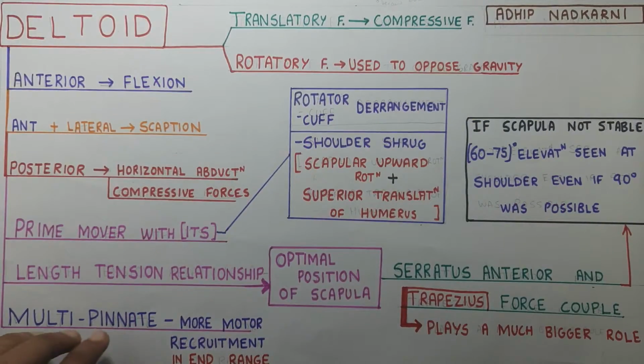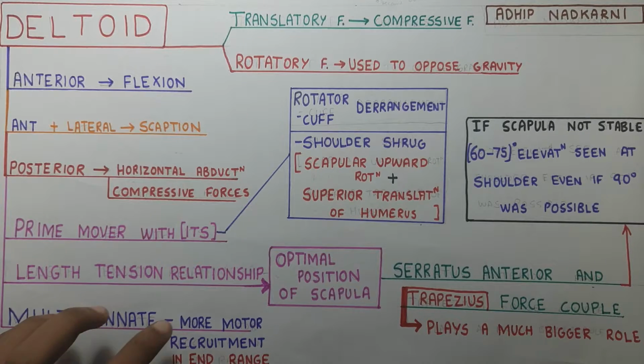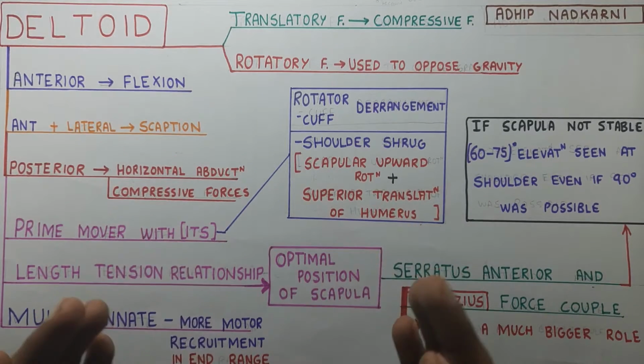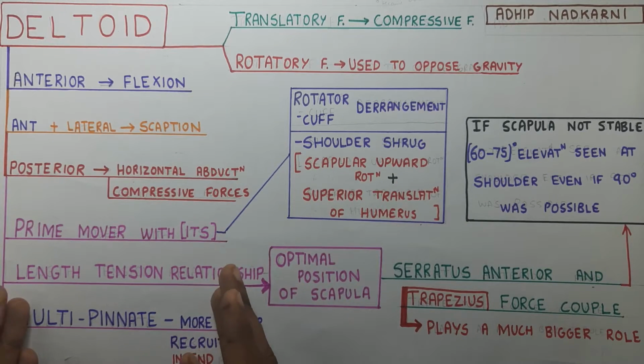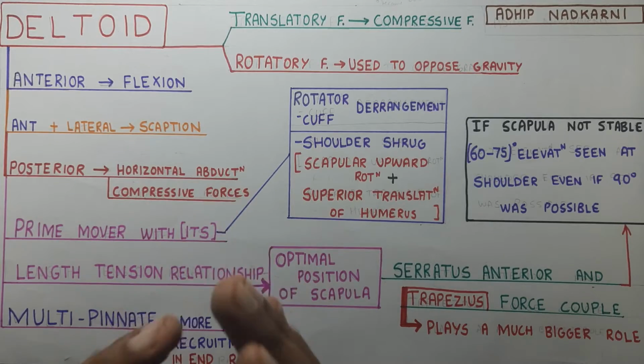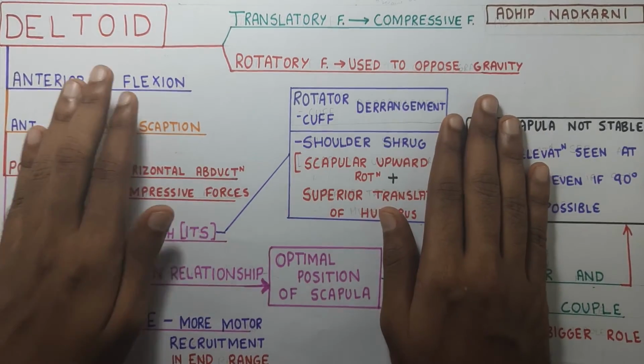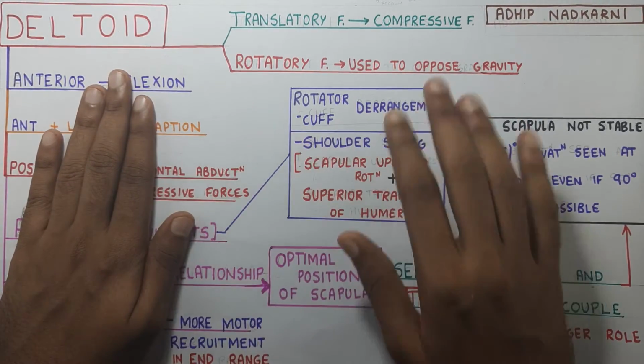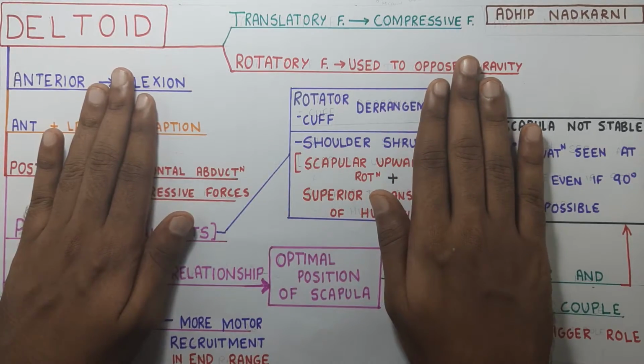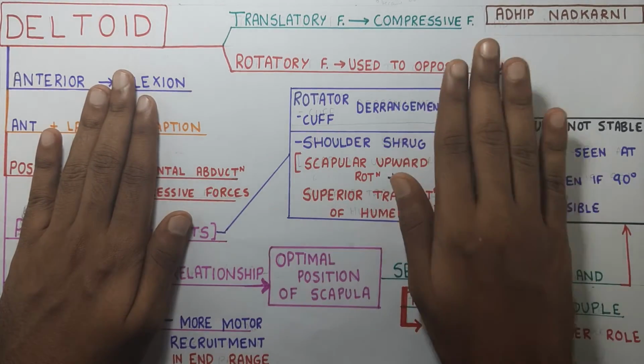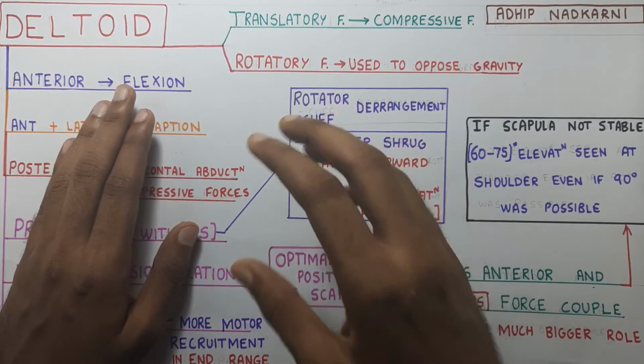Then the next point is the length tension relationship. For deltoid, the length tension relationship is very important. I have talked about this in our previous videos too. So the optimal position of the scapula helps your deltoid to be in the right length tension relationship. So basically the right position of your humerus and your scapula helps the deltoid, which is present between both of them, to keep the right length so that it can produce right amount of tension.